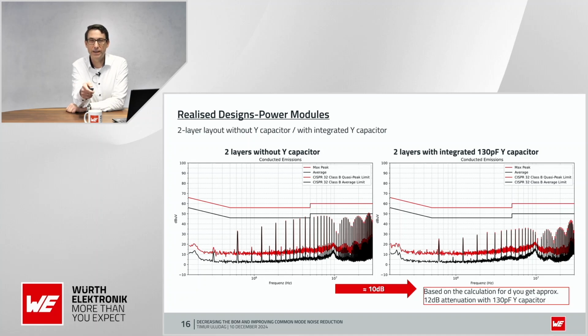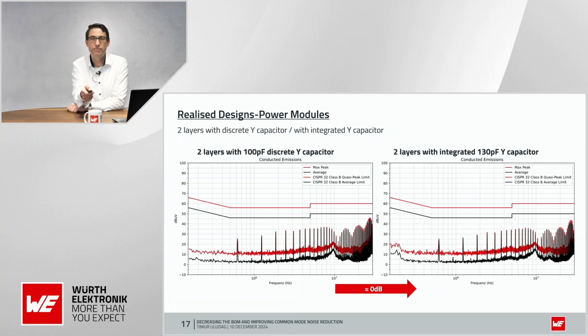If we now compare the design without intentionally wanted capacitor to the 2-layer with the integrated 130 picofarads capacitor, then you can see that we have here an average value of about 10. If we take it here and calculate it, we have 12 dB attenuation here for the 130 picofarads capacitor. That would mean for me the equation we have shown is more than sufficient to go for a first starting value.